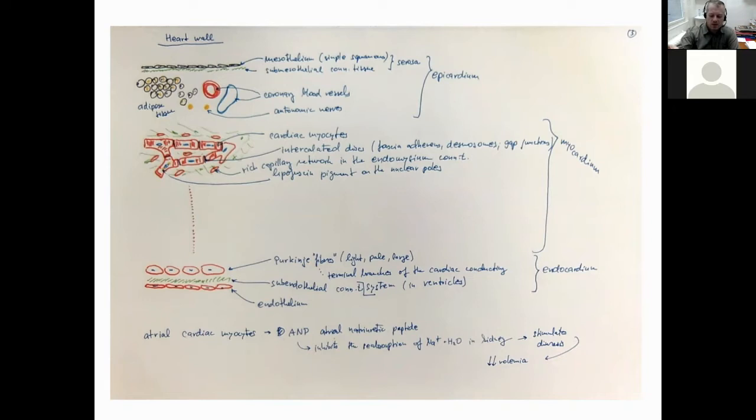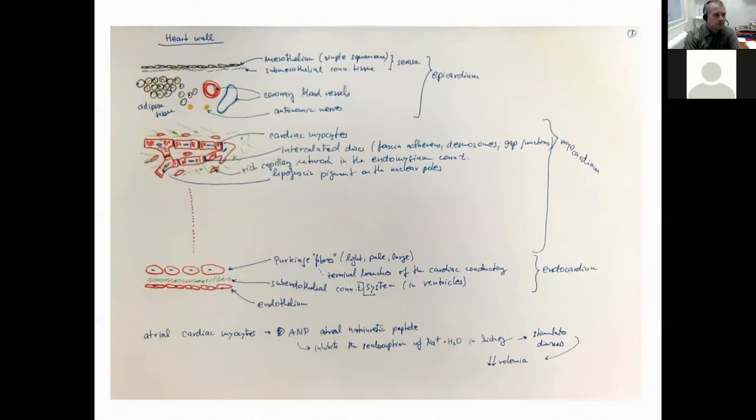But first, let's revise the heart wall. The heart has three layers: epicardium, myocardium, and inside deeply there is endocardium. The surface of the heart is glossy because it's covered by a simple squamous epithelium called mesothelium, which is supported by a thin layer of submesothelial connective tissue. Together, we always call this serosa, and it's the same or similar serosa like that lines the abdominal cavity and the pleural cavity, right?